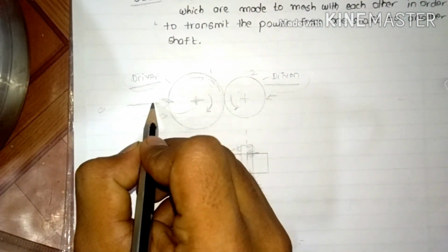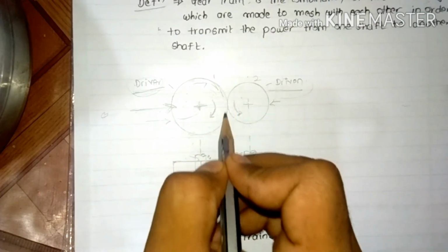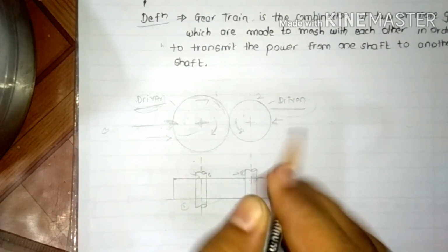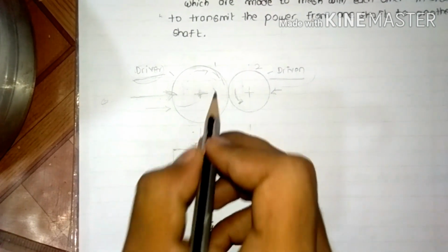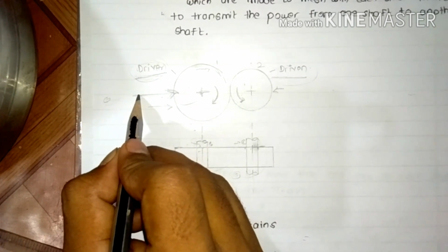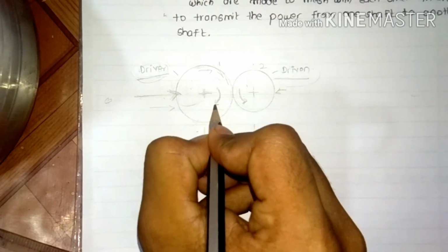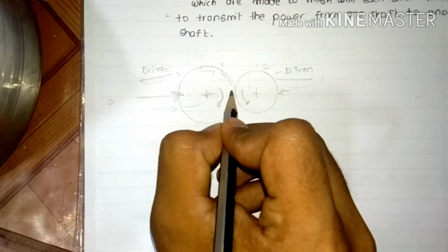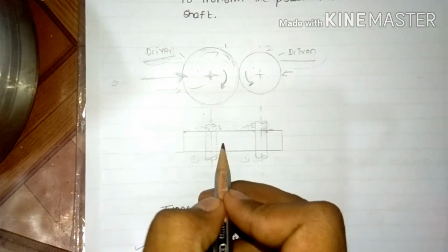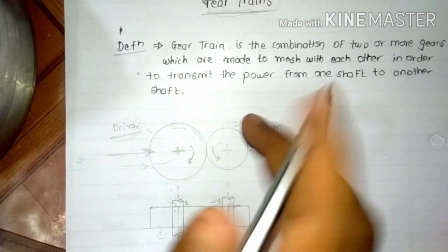When two or more gears are made to mesh, it means we take two gears and make them mesh with each other in order to transmit the power from one shaft to another shaft. Here we have two shafts, and on each shaft one gear is mounted. When we give power to this first gear, it will rotate in the clockwise direction, and because it is meshing with this second gear, it will rotate in the anti-clockwise direction. In such a manner, the power can transmit from one shaft to another shaft. Such a combination we know as a gear train.